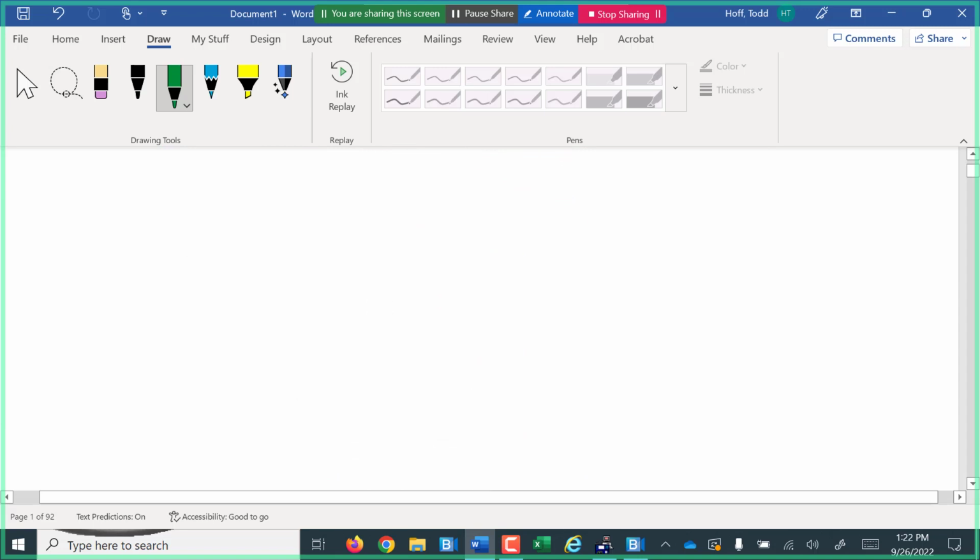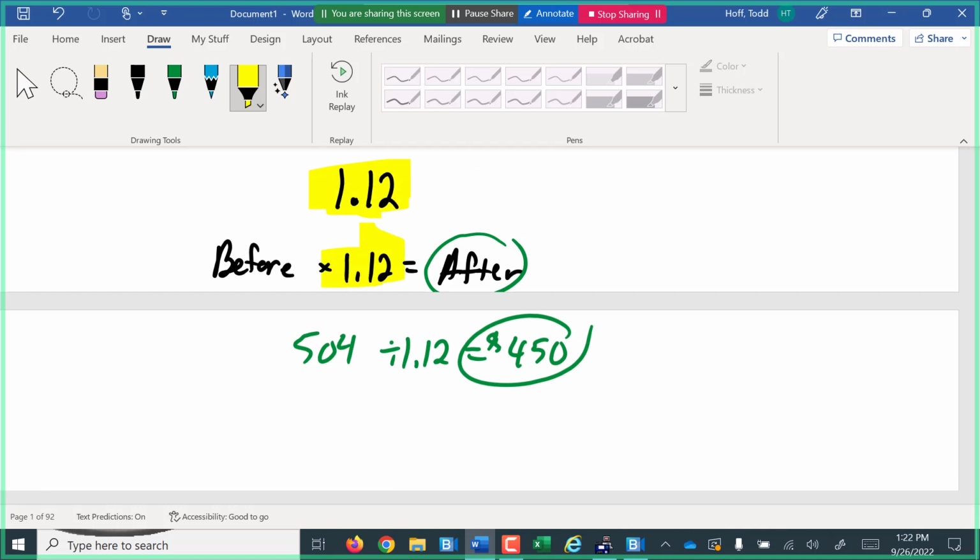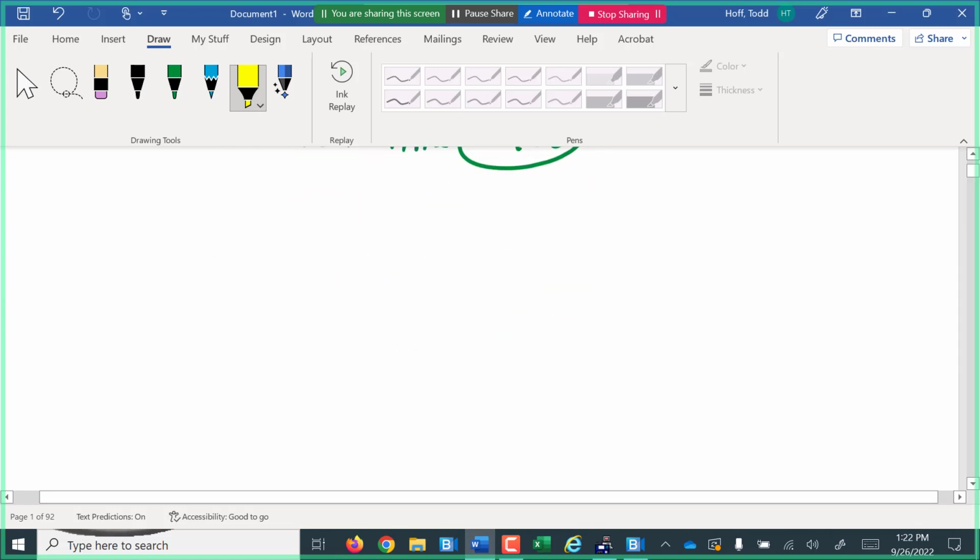Now, this process here of taking 100%, adding 12 to it, and then converting it into that rate of 1.12 is kind of the heart of what we're going to look at for today when we talk about interest.